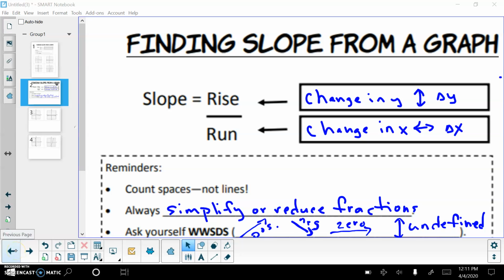This is our tutorial on finding slope from a graph. When we determine slope, we look for the rise over the run. The rise is the change in the y, or the up and the down. We call that delta y. The run is the change in the x, or the side-to-side change. We call that delta x.